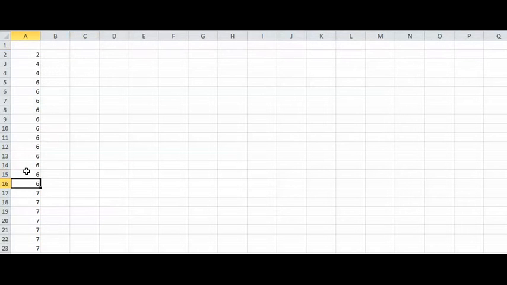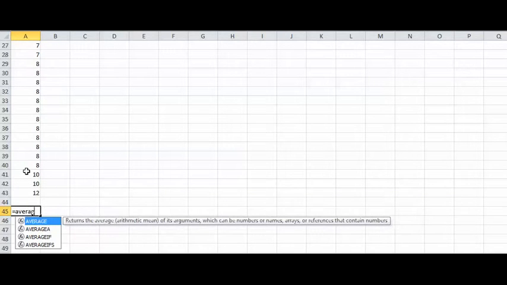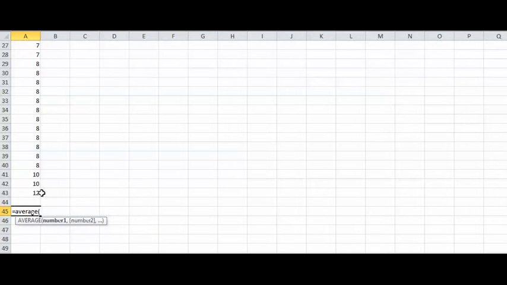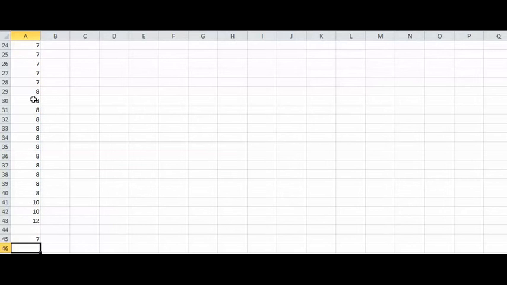We just need to go down to the bottom of the column and find an empty box, and then we type in equals average. Excel uses the word average instead of mean, but average and mean mean the same thing. Then we make a left parenthesis, and then we highlight the 42 numbers. And then we type in a right parenthesis to close the formula, and then we press enter, and we get the population mean right here.